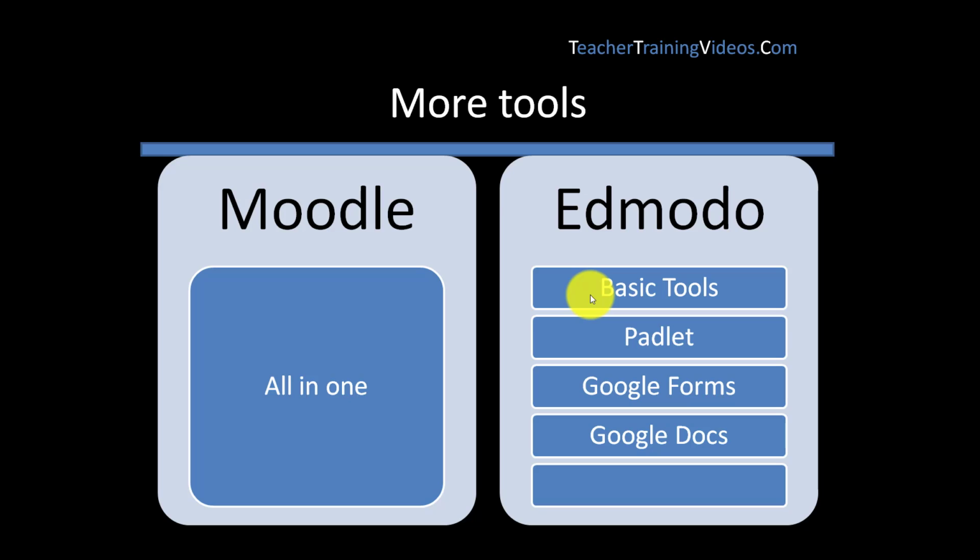And if you can be a bit creative, you can actually do a lot of things without having to add additional tools. So Moodle is an all-in-one solution. Edmodo only provides some basic tools: quizzes, assignments, groups, etc. They can be used in a very creative way, but it's often when you're working with a tool like Edmodo that you will begin to use additional tools.